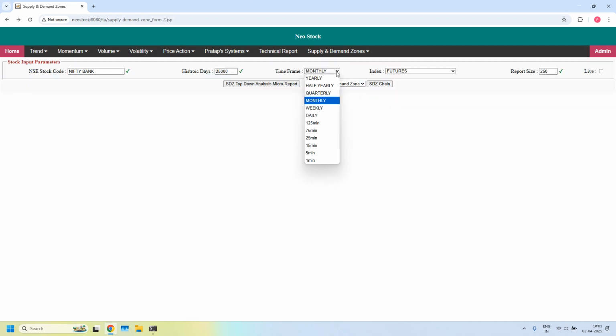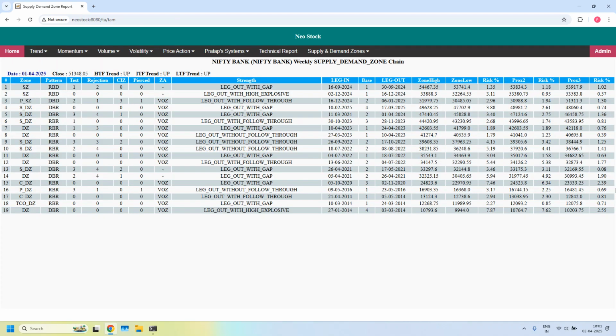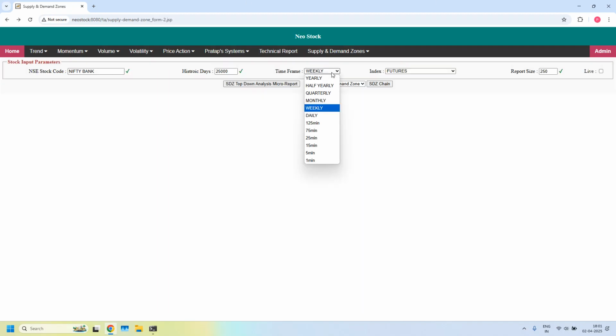Next, generating the weekly supply demand zone chain for BANKNIFTY. Next, I'm generating the daily supply demand zone chain for BANKNIFTY.